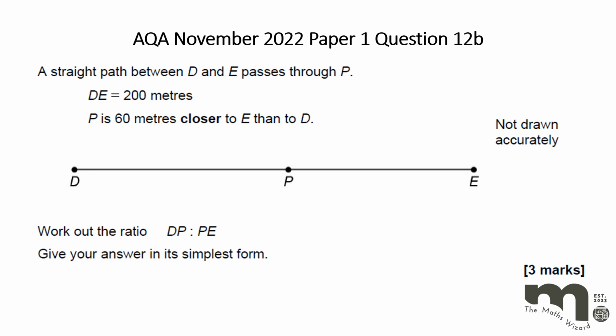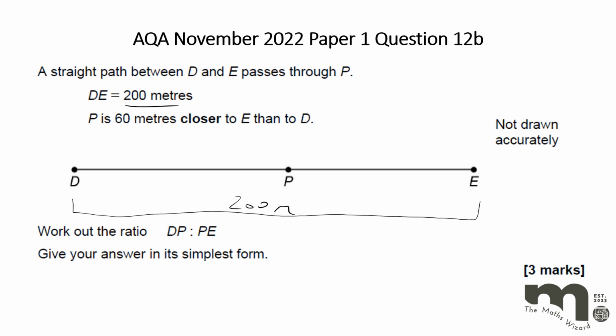This is from the November 2022 paper 1, so it is a non-calculator question. It says a straight path between D and E passes through point P, as you can see on the diagram, and that D to E, so this is the whole thing essentially, from there to there, is 200 meters, and that P is 60 meters closer to E than D. So it's not at the halfway point, it is closer to E.